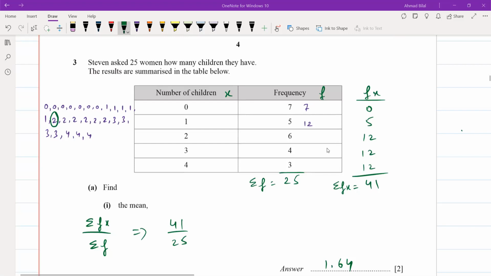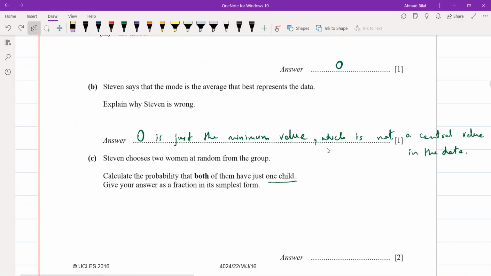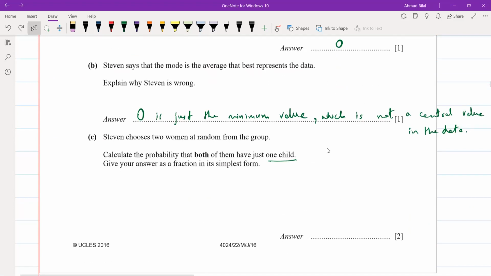कितनी women के सिर्फ एक children है? 5 women have just one child. अच्छा, अब आप क्या करोगे? आपके पास total 25 लोग हैं. उनमें से 5 have one child.